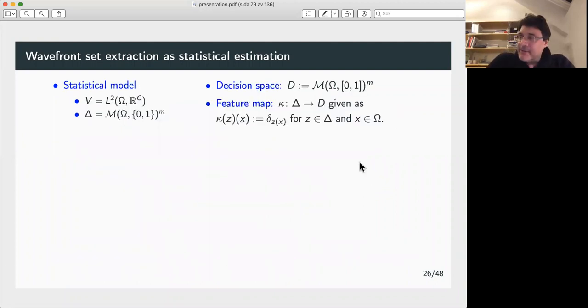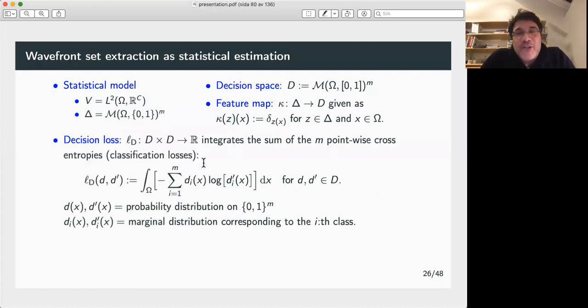So, wrapping things up here. The statistical model was: this is our model space, the shearlet representations of the images. This is my curious parameterization, my feature space, these are my digital wavefront sets. And then the decision space, the one that I'm going to work with, is actually probabilities on these digital wavefront sets. So they can be represented by measurable mappings from omega into [0,1]^M instead. And the feature map is just to put the Dirac mass on a certain digital wavefront set.